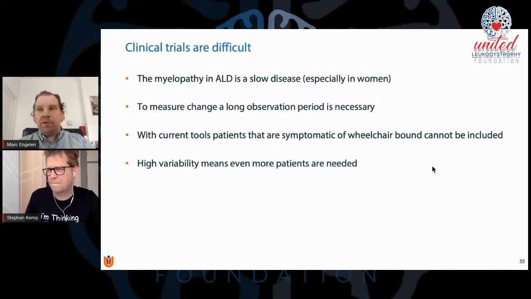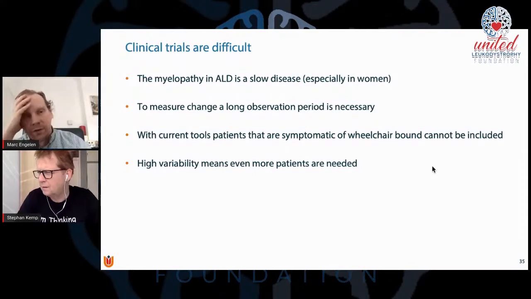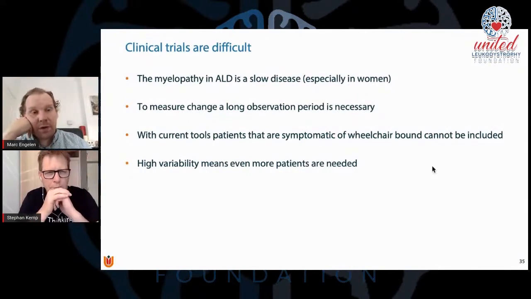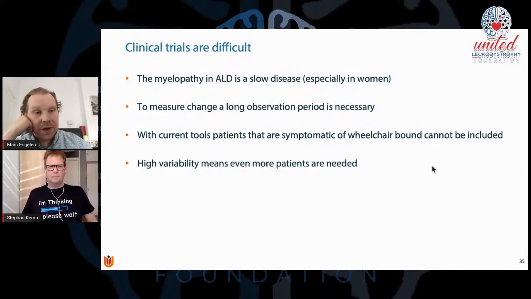So now for a few minutes, I'd like to illustrate how difficult it is to do clinical trials for this disease, because it's slow. And because it is slow, it means that if you want to see a change, you have to build in a very long observation period. And trials that take 2 or 3 or 4 years are just a logistical nightmare and very expensive to do.